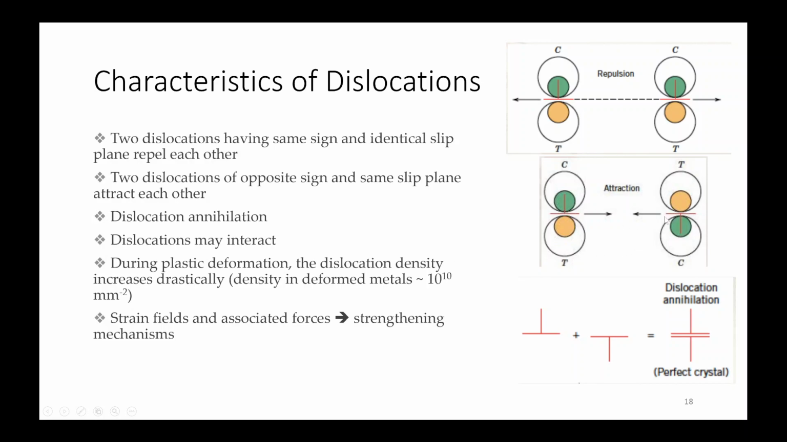When these dislocations come closer, they form a perfect crystal, leaving no dislocation behind. And these dislocations might interact as well. If they are at a particular angle, there might be the formation of different dislocation forests, etc. Now during plastic deformation, the dislocation density increases drastically. Density in deformed metals is up to 10 to the power 10 per mm square, and the strain fields and associated forces lead to strengthening mechanisms.